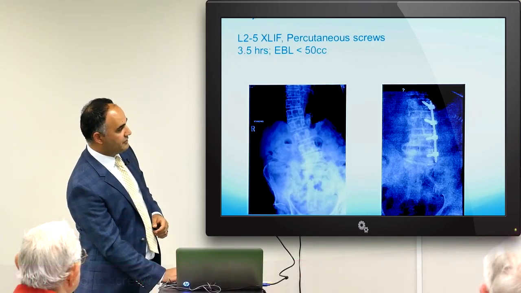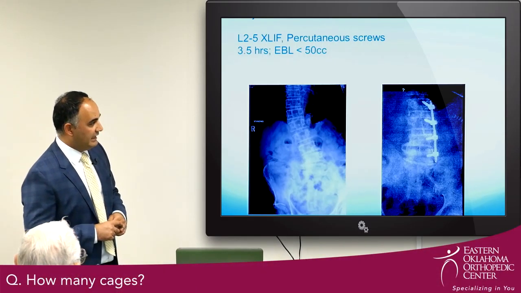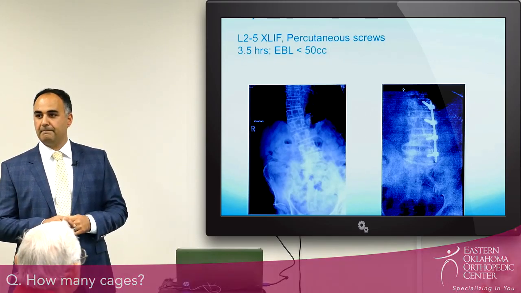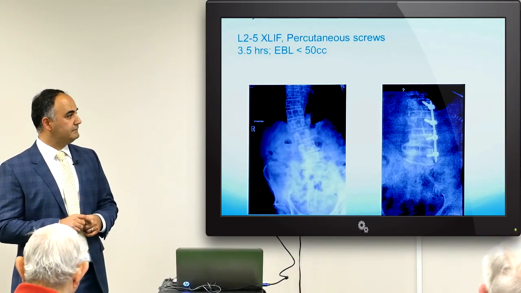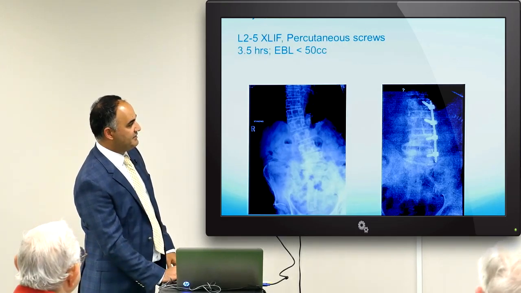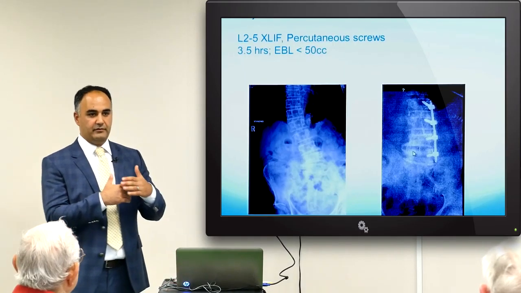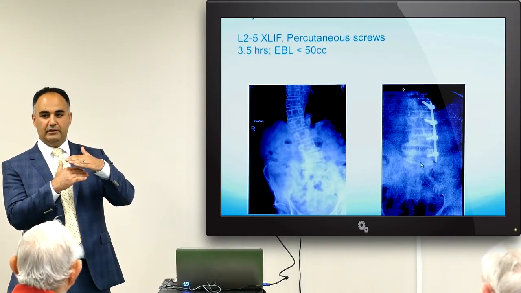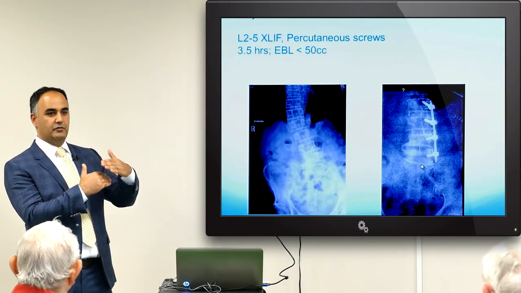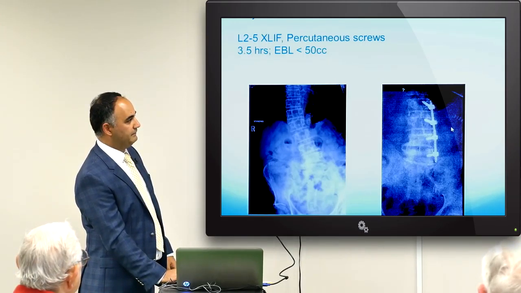This one has 4 screws and a rod. Cages in there, though, there's three cages. So 4 screws and 3 cages. But you can really open up those spaces. See how it's collapsed over here? And then when you put that cage in, the cage is parallel, so it's going to make whatever it goes into parallel. And then you can build it right up.